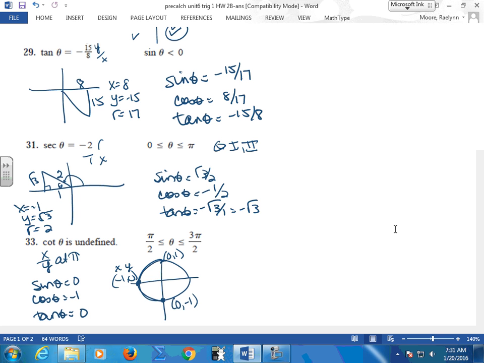So 0 and pi is 0 to 180. And where is my cosine negative? In quadrant 2. Okay. Set up your triangles. If you're more comfortable at this point, flipping this over.